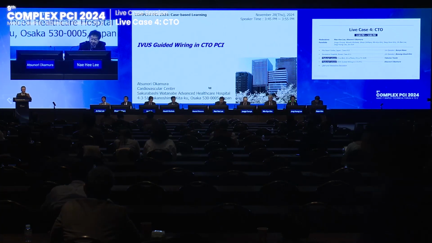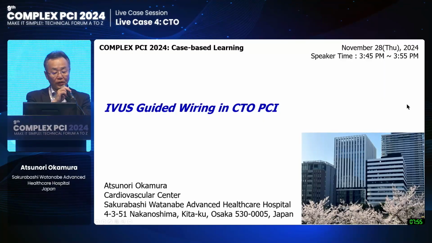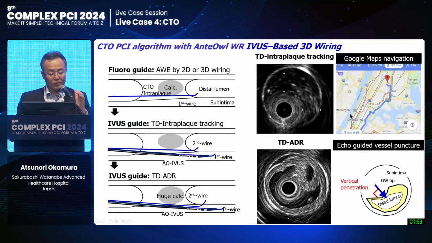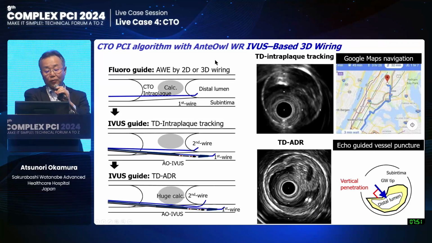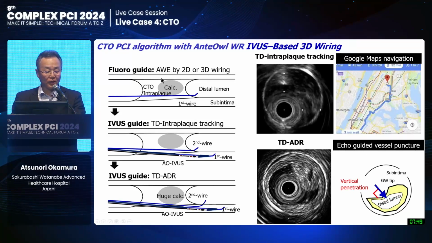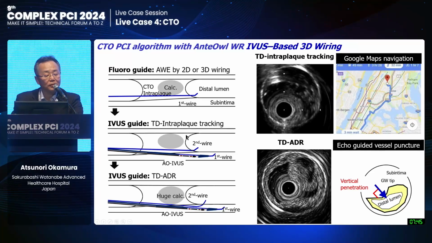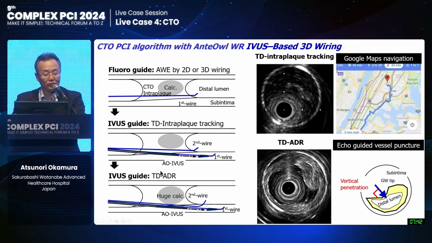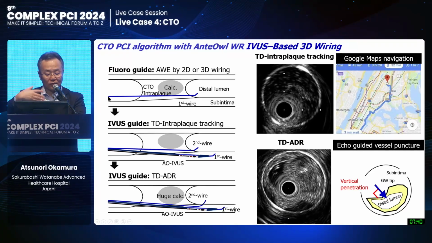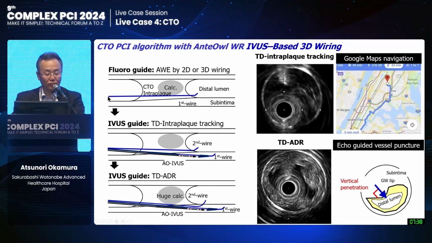Okay, so I also show you the case-based learning. So yeah, Dr. Tsuda already mentioned that IVUS and fluoro-guided 3D wiring is difficult, so we go to the intraplaque tracking tip detection method and the difficult tip detection ADR. So that is the strategy using the IVUS tip detection method.